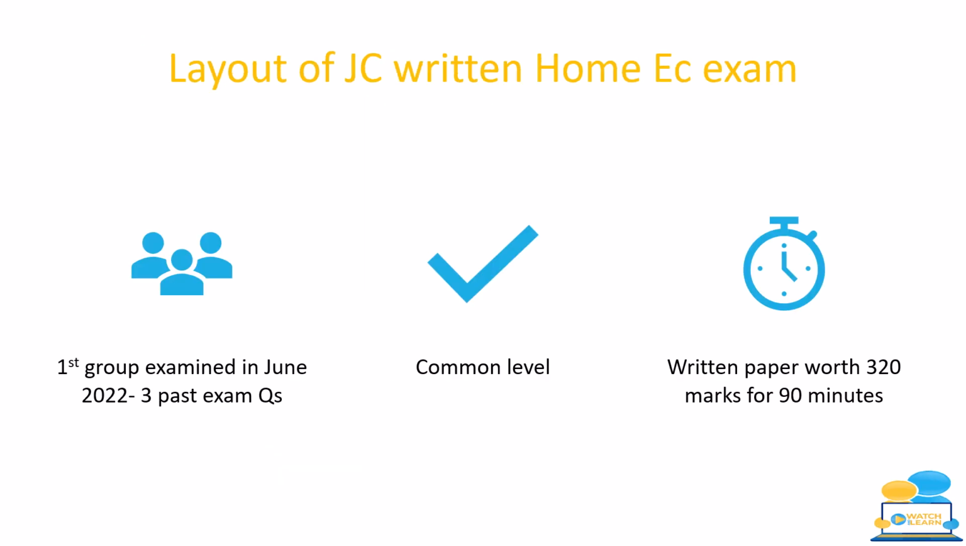The layout of the Junior Cycle written exam. So we've had 3 past exam questions. You should be focusing your study on completing all of these past exam questions. Even if you've already completed them, you should do them again and correct yourself. The paper is common level and it is worth 320 marks for a 90-minute exam. So the remainder of your marks will have come from your cooking exam prior to Easter.